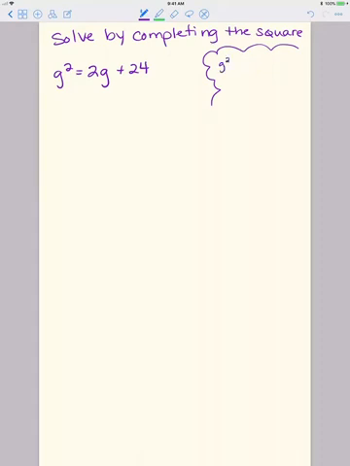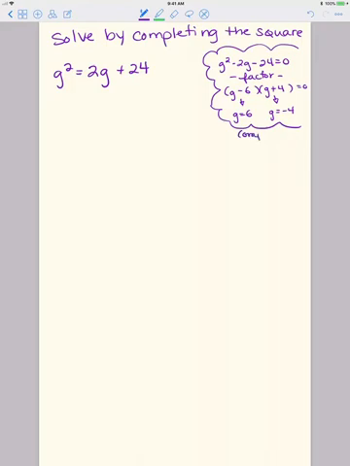If we set that equal to 0, g squared minus 2g minus 24 equal to 0, it will actually factor very nicely into g minus 6 and g plus 4, in which in factored form we can set each of those factors equal to 0, and g ends up being 6 and g ends up being negative 4. So after we complete the square, that's what we should get. Also, if you were to graph it, those are going to be the zeros.